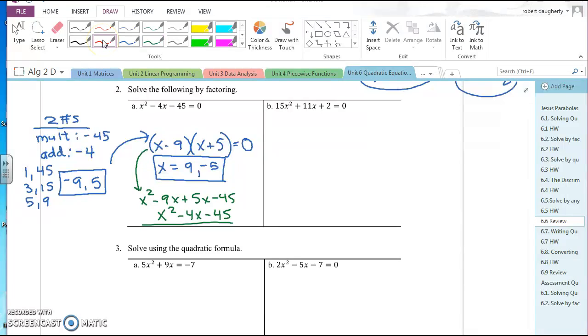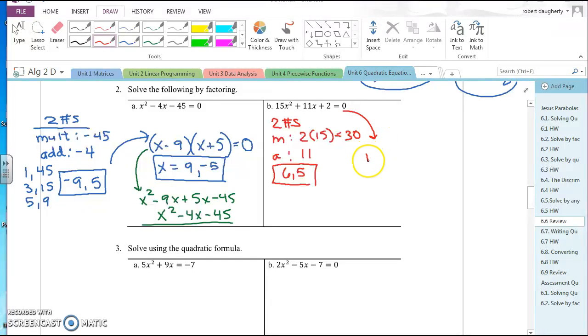The next one here, I need to solve this. So this will solve if I can find two numbers that multiply to give me whatever 2 times 15 is. So I need two numbers that multiply to 30 and add to give me an 11. After a while you get the hang of it, and that is going to be 6 and 5. Those numbers multiply to 30 and add to 11. So I will rewrite this equation as 15x squared plus 6x plus 5x plus 2 equals 0.